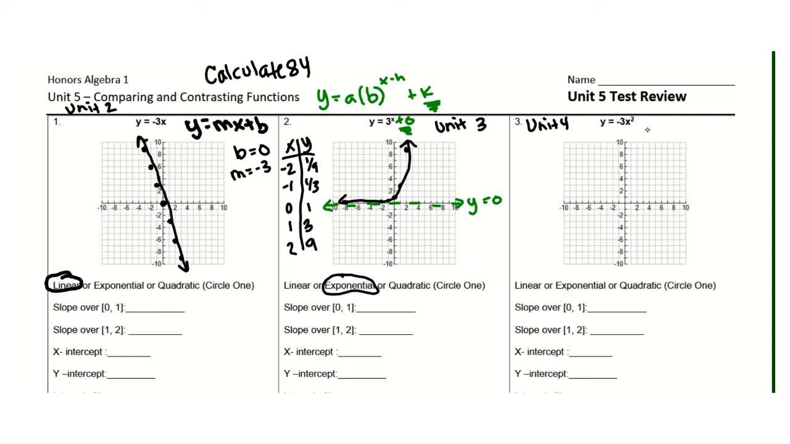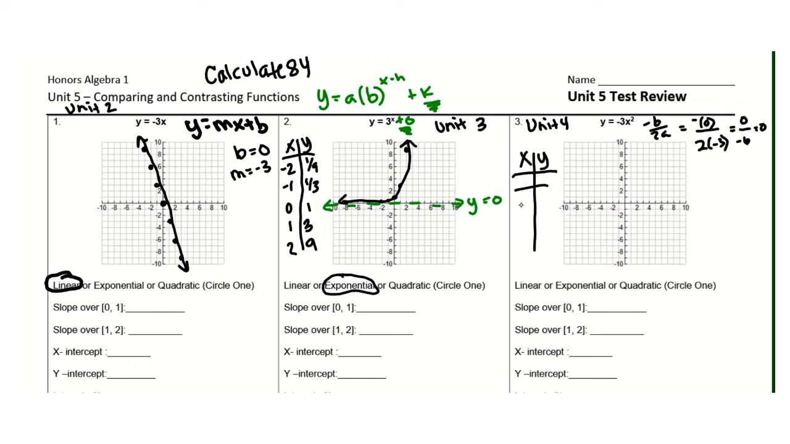To graph something in standard form, we learned to find the x-coordinate of the vertex first. To do that, we did negative b over 2a. Here, b is 0, and here, a is negative 3. So I'm going to have 0 divided by negative 6, which is 0. So I can make a table of values here.